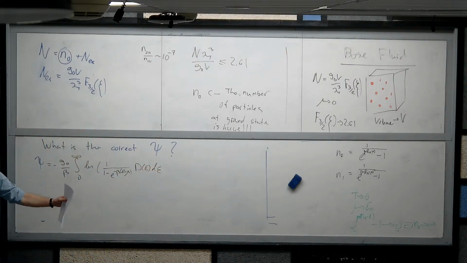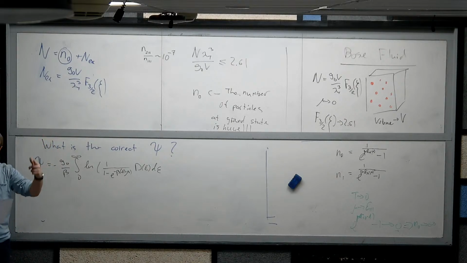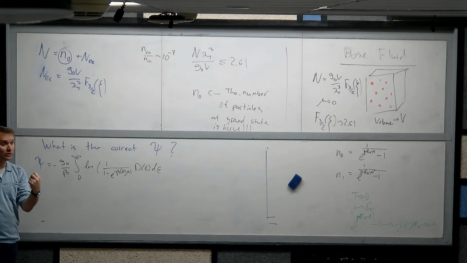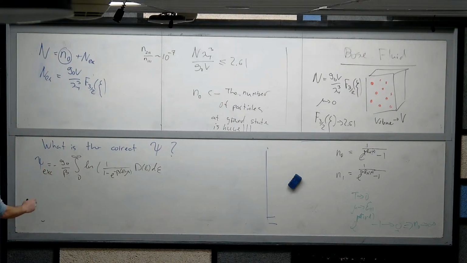So this is correct. This is correct for what? This is correct for all the excited states. We said the integration is fine, but we haven't included the ground state. So let's call it psi of excited. There is also psi of 0, and we should find this out. What exactly is this psi of 0?